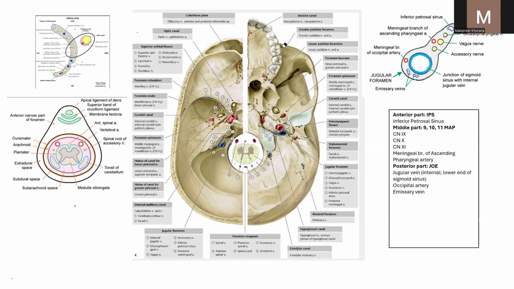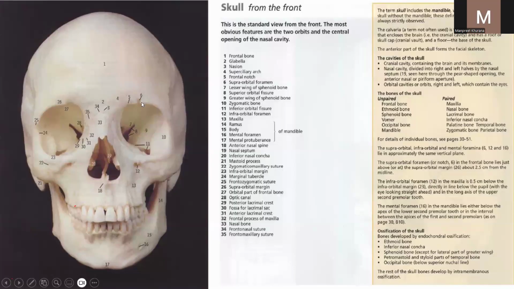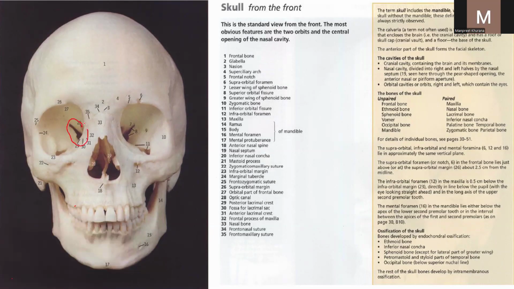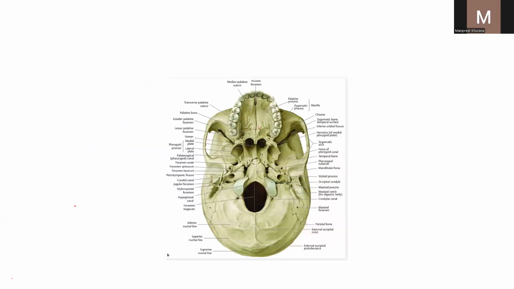Let's go back. Let me just clear it out. And now, in this picture, you'll be able to see the superior orbital fissure. So this one is the superior orbital fissure. This one is the inferior orbital fissure. Okay. Now, in this picture, as I told you, this is the superior orbital fissure on both sides. And this one is the inferior orbital fissure, as this is the base of the skull.